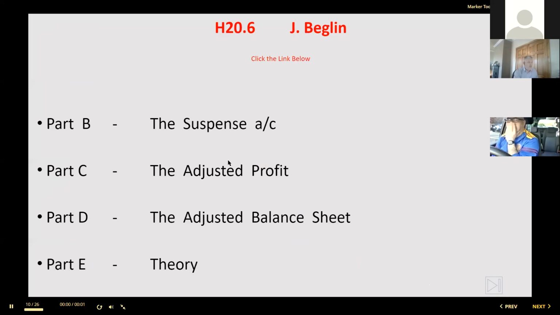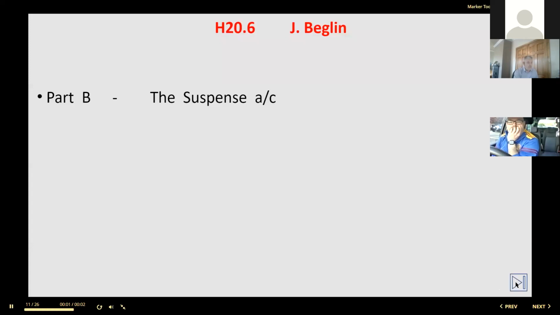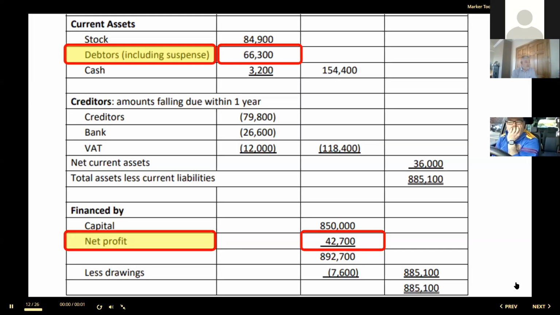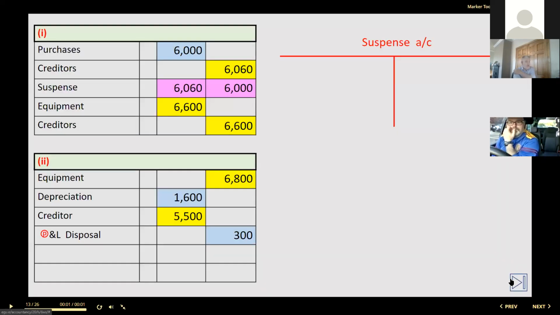The next thing I do is use the whiteboard to do part B, the suspense. This comes up and tells me that the debtors incorporating suspense was 66,300. I'll need that for later. I click through that, and up on the whiteboard it'll come in 2 screens. I can put in my starting figure, the 66,300.